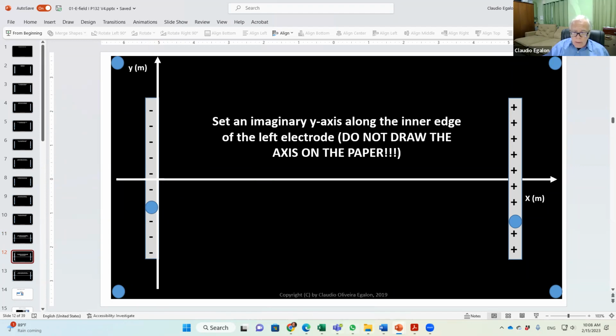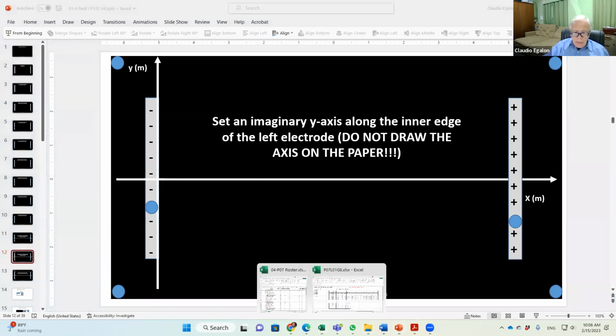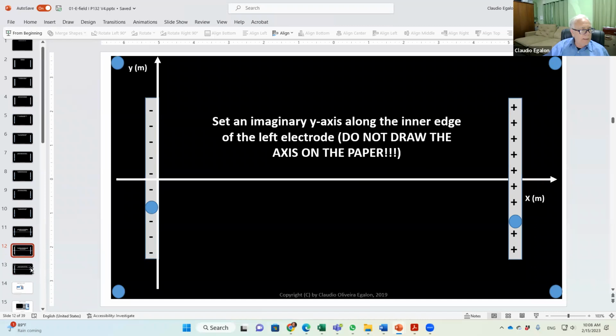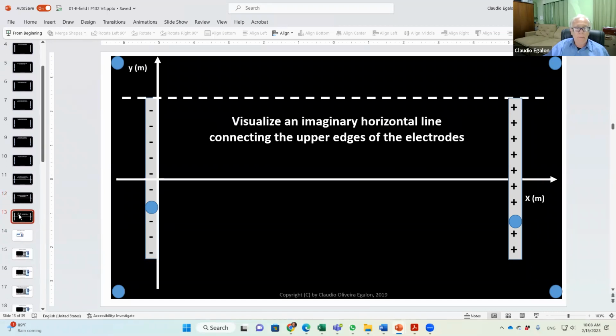Okay, and now you can look in your spreadsheet. Remember, we are concentrating here on the spreadsheet, right? Here are the coordinates that I'm talking about, x and y, taken from that coordinate axis. The measurements that we make there are taken from the coordinate axis with respect to the origin. Okay, and then visualize the imaginary horizontal line here at the top. There's a reason why we do that.